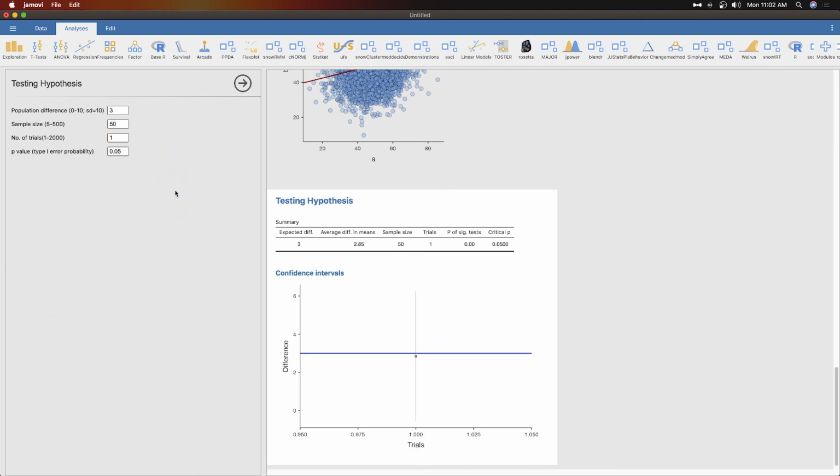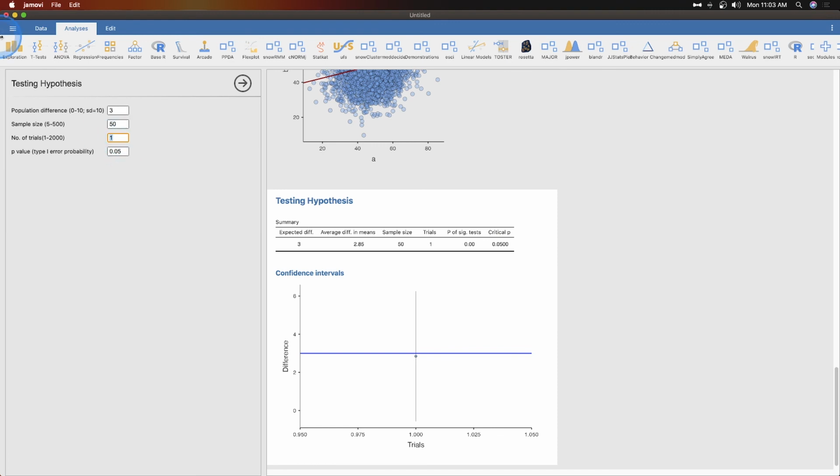Okay, so if you were only to do it one time, you have a population difference, so a mean difference of 3 with a standard deviation of 10. With 50 people, what are we going to see? And so you get the expected difference is 3. The average distance is 2.85, which is the expected difference is 3 here, and the average difference in mean is this 0.25. Sample size is 50, and so this is your confidence interval bar, okay, number of trials. The probability would be 0.001, critical, and that's the critical P is 0.005, and so looks like we could change that.